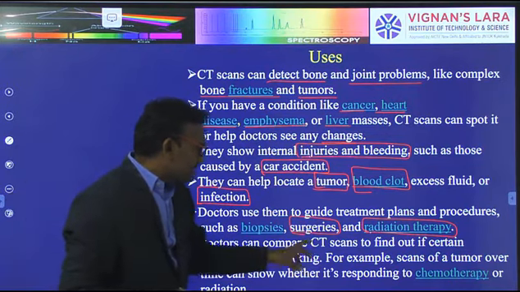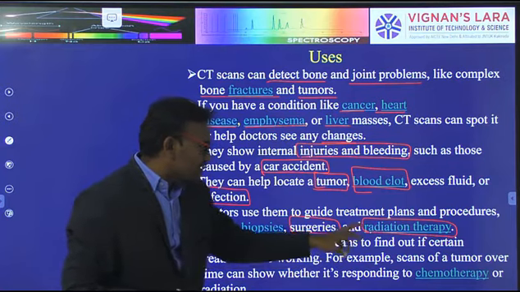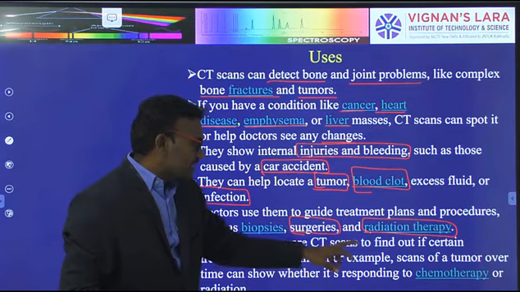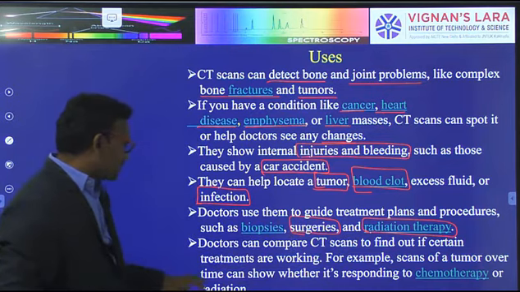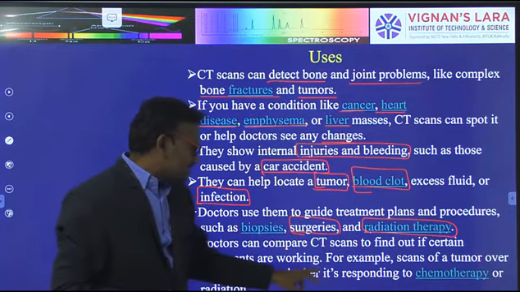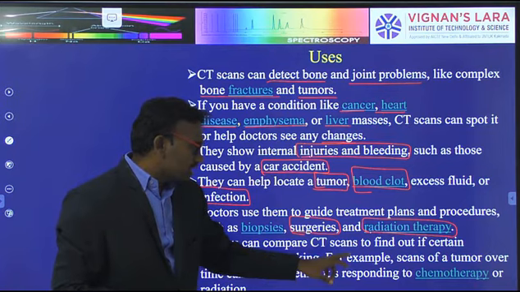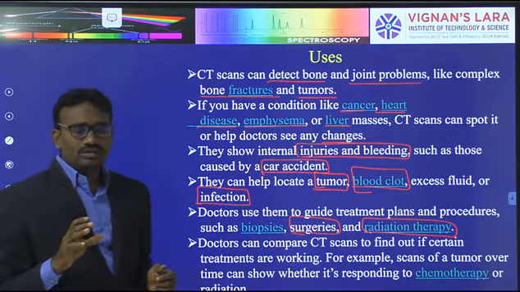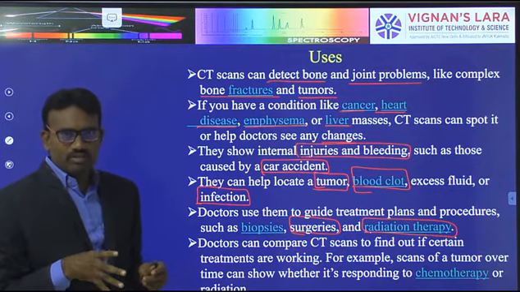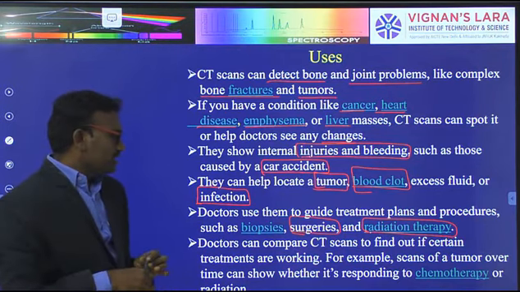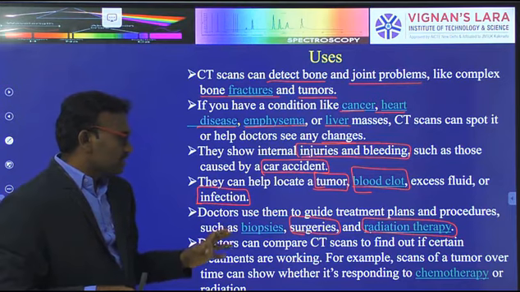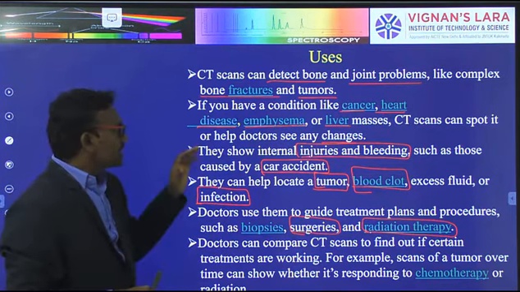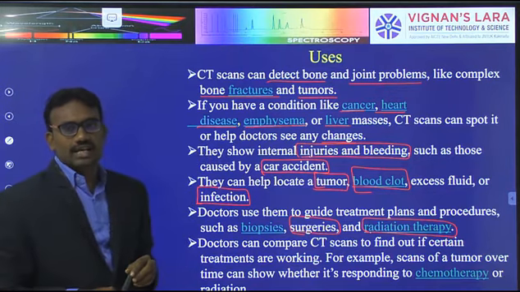Doctors can compare CT scans to find out if certain treatments are working. For example, scans of a tumor over time can show whether it is responding to chemotherapy or radiation. If cancer tumors are present in our body, the doctor suggests chemotherapy or radiation. This is the uses of CT scan.